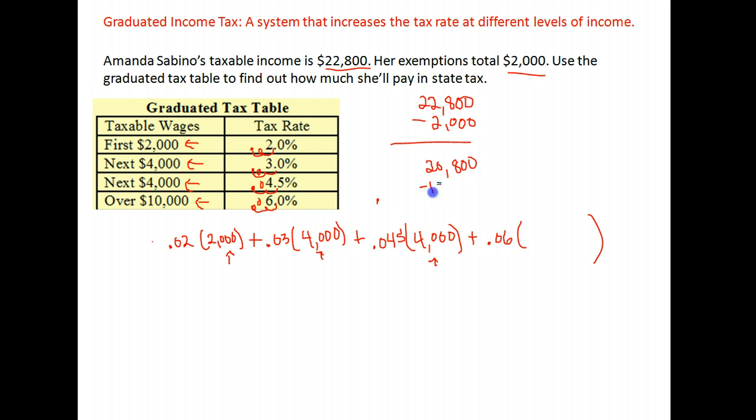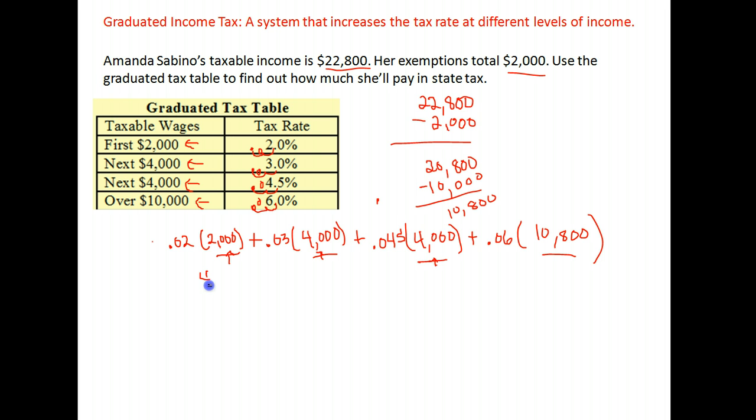So I'm going to go up here, subtract 10,000, and we're left with $10,800 for this last bracket. So notice all of her income is there. If we added these 4 together, we would get her original income of $20,800. But we had to separate them out in the different tax rates. So let's go ahead and calculate. Go ahead and do each multiplication.